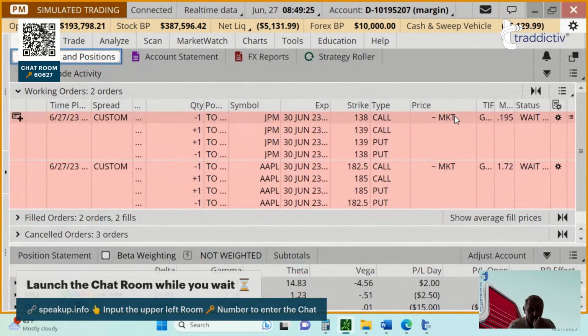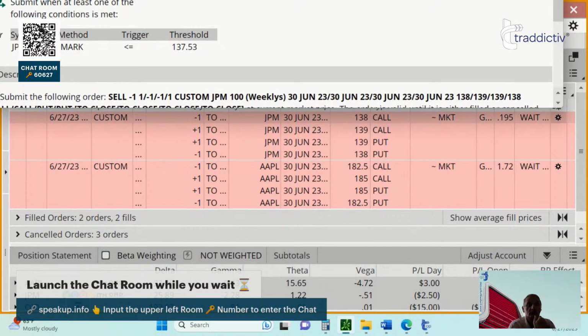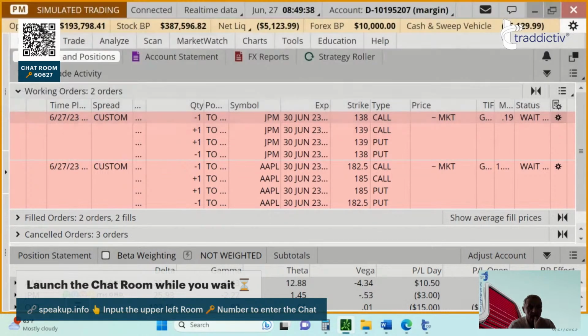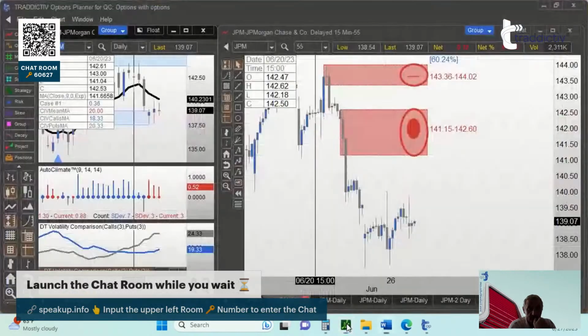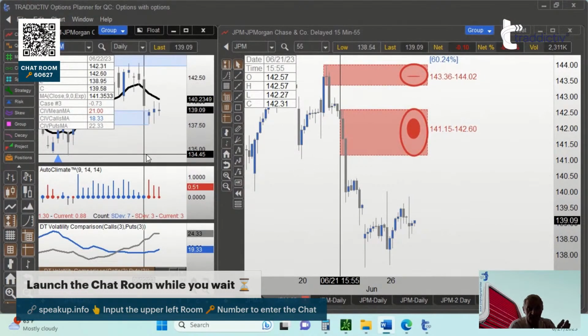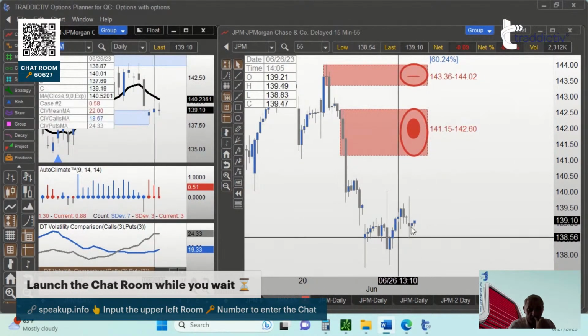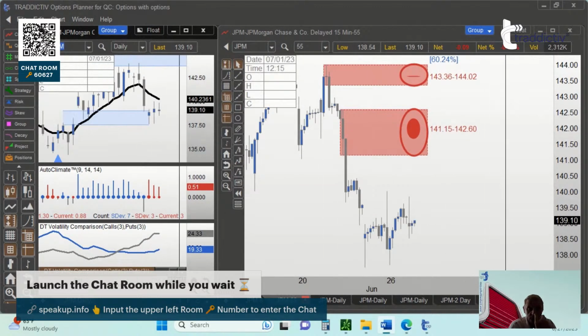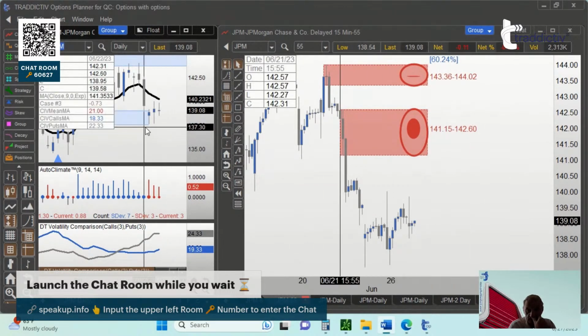Price is not there. Price would really need to be, I don't know why it's not opening here, at 137.53. And it's not. So just like there's absolutely nothing you can do to push this market higher, there's nothing you can do to push this market lower. JP Morgan Chase had a chance to go lower.